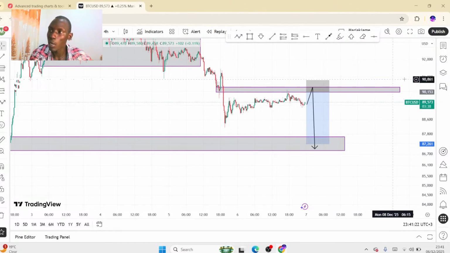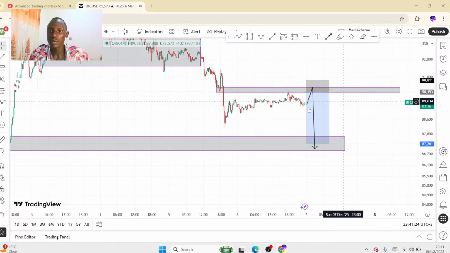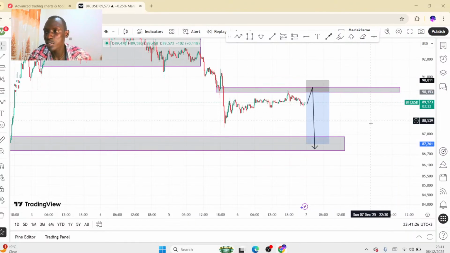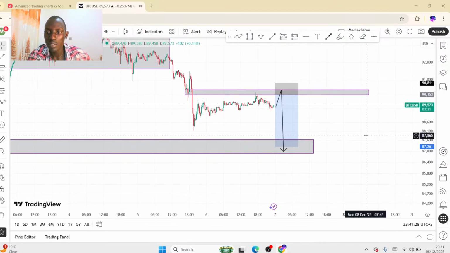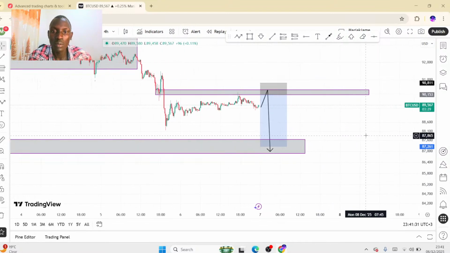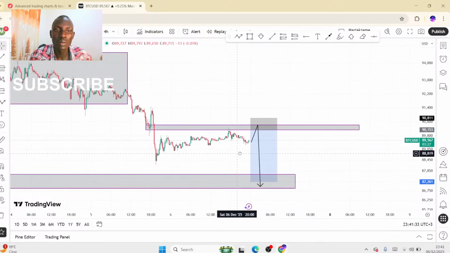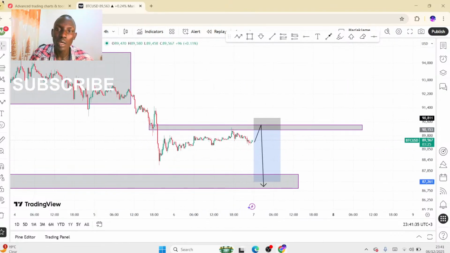Let's wait for a pullback and then we shall sell from here. Pullback and we sell, guys.